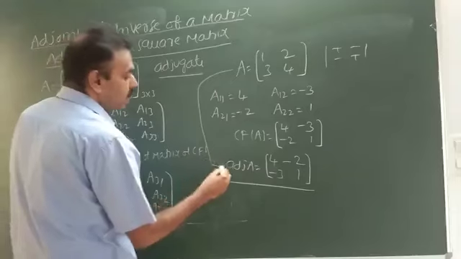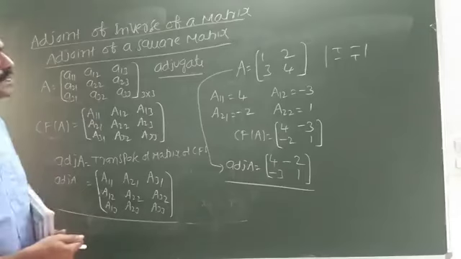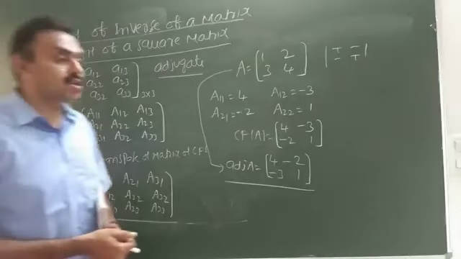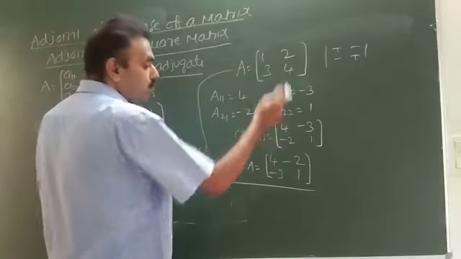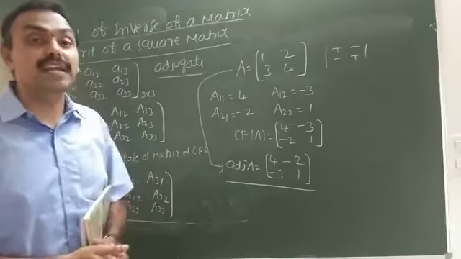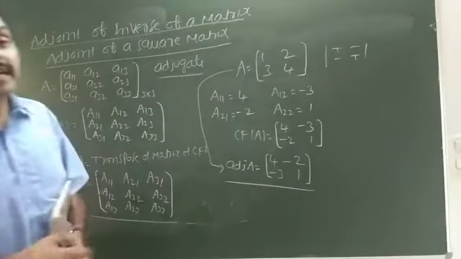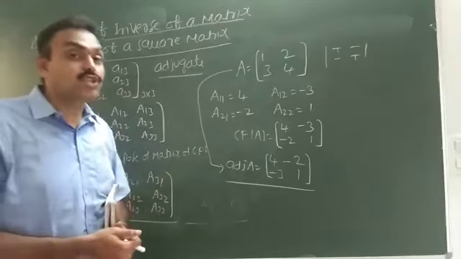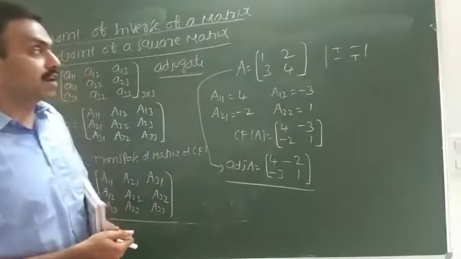See here, from A to adjoint A, let us understand how to find it directly. Very simple. We can find the adjoint of a 2 cross 2 matrix directly by interchanging the diagonal elements. See here, 1, 4 is there, you write it as 4, 1. Interchange the diagonal elements and change the signs of the other elements: 2 becomes -2, 3 becomes -3. This is the shortcut method to find the adjoint of a 2 cross 2 matrix.